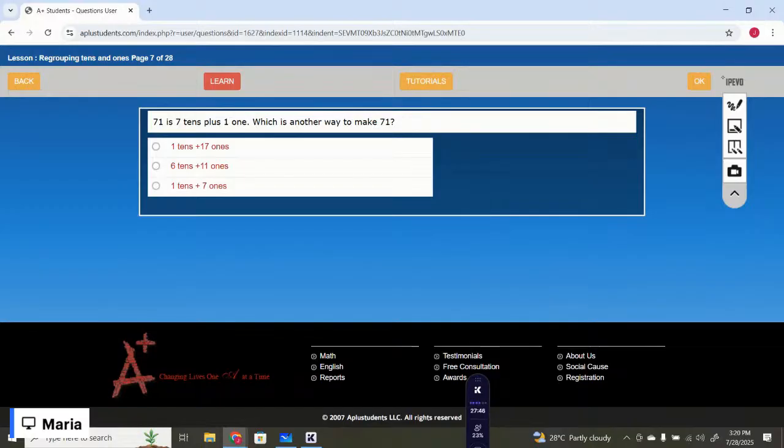Seven tens plus 1 one, which is another way to make 71. That is 6 tens plus 11 ones. Option number 2 is the correct option.